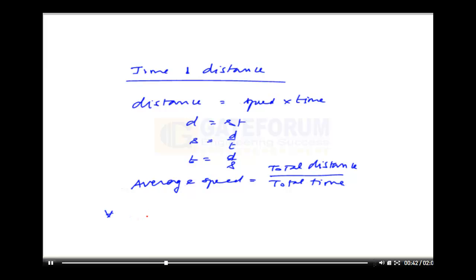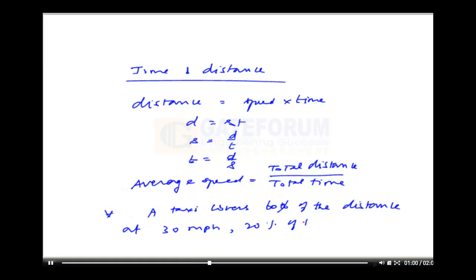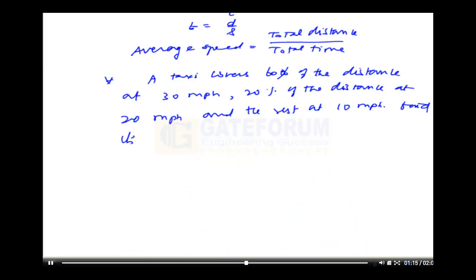Let us look into the example. A taxi covers 60% of the distance at 30 miles per hour, 20% of the distance at 20 miles per hour, and the rest at 10 miles per hour. Find its average speed.